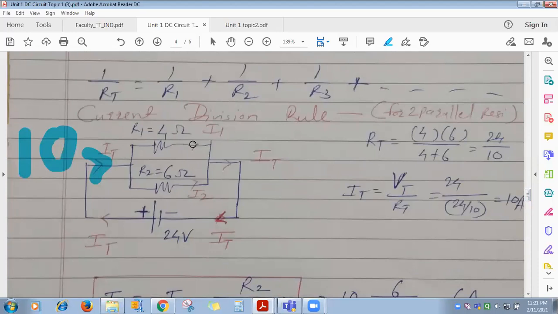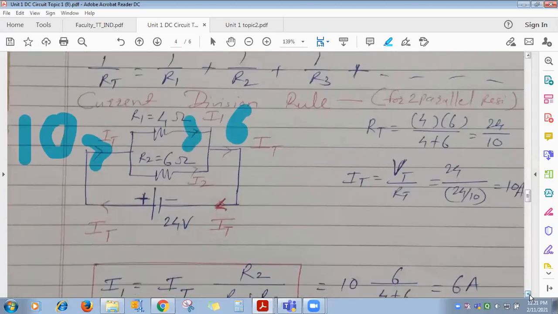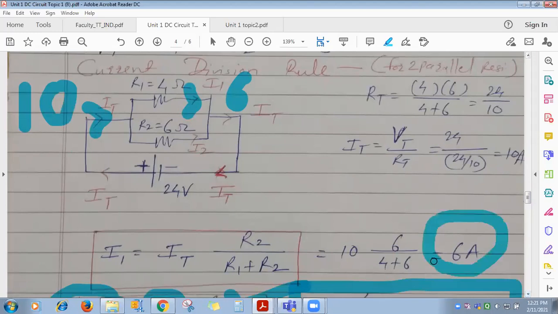Okay, I1 we find out just using the current division rule, 6. So obviously, see here, 6 ampere we got. So how much current will flow through the 6 ohm? 4 ampere, 10 minus 6. Which one is Kirchhoff's current law? 10 minus 6 is equal to 4.